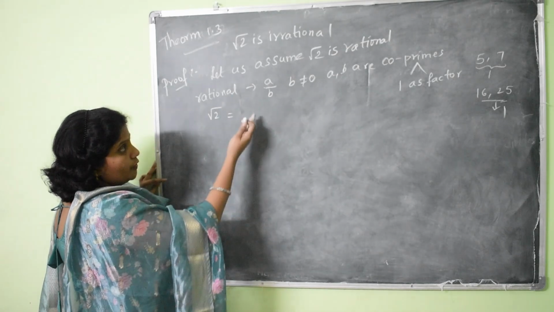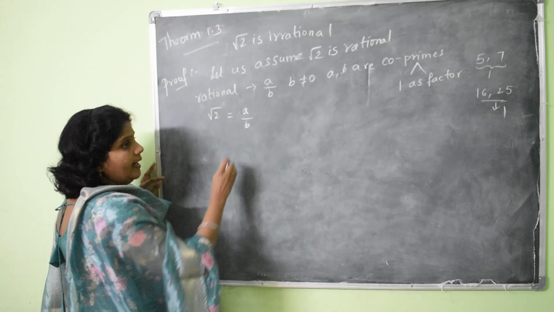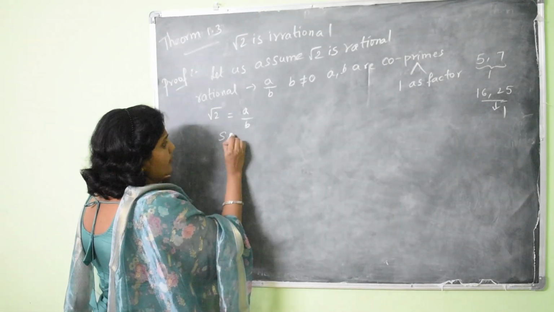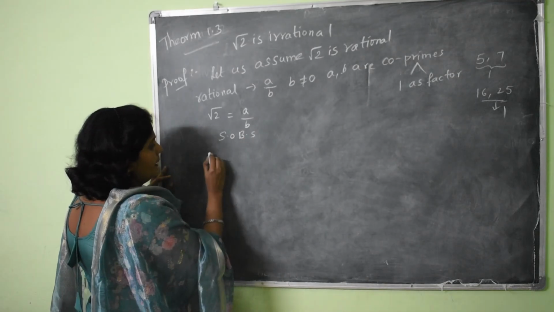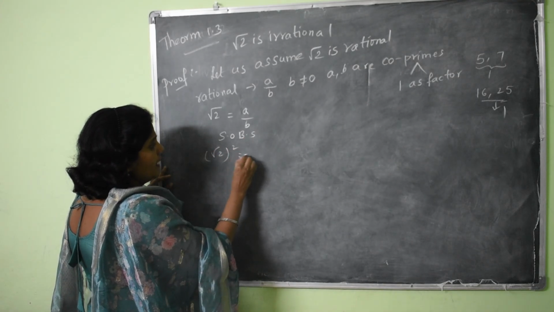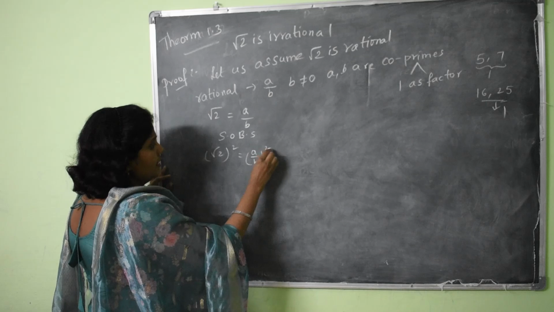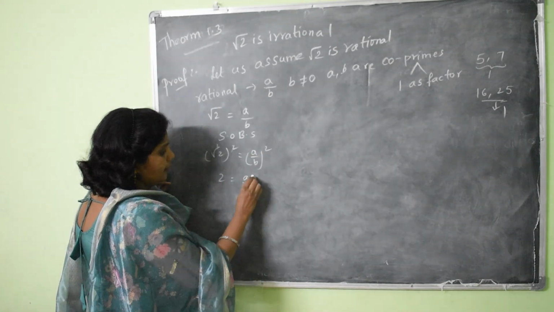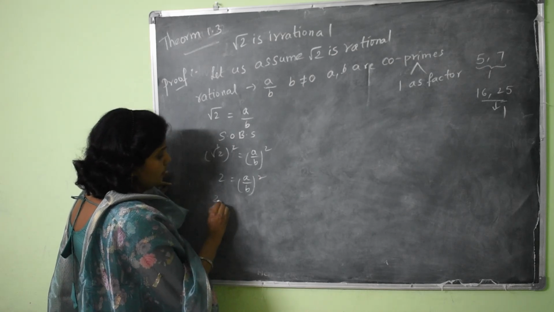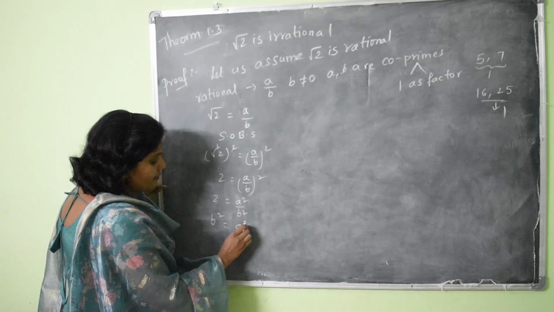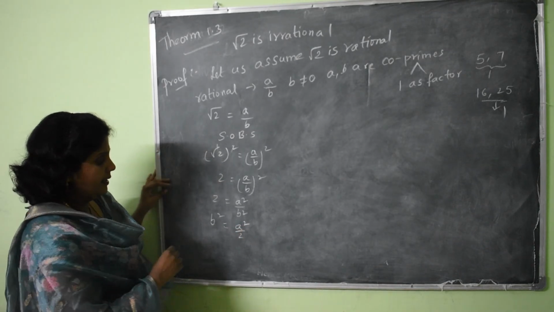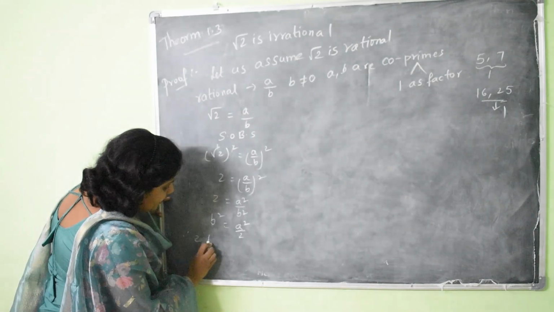So I am equating root 2 to the rational number, that is A by B, where B is not equal to 0. Squaring on both sides, what will happen? Root 2 whole square is equal to A by B whole square. So square and root get cancelled. 2 is equal to A by B whole square. So 2 is equal to A square by B square. Therefore, B square is equal to A square by 2, meaning 2 divides A square.